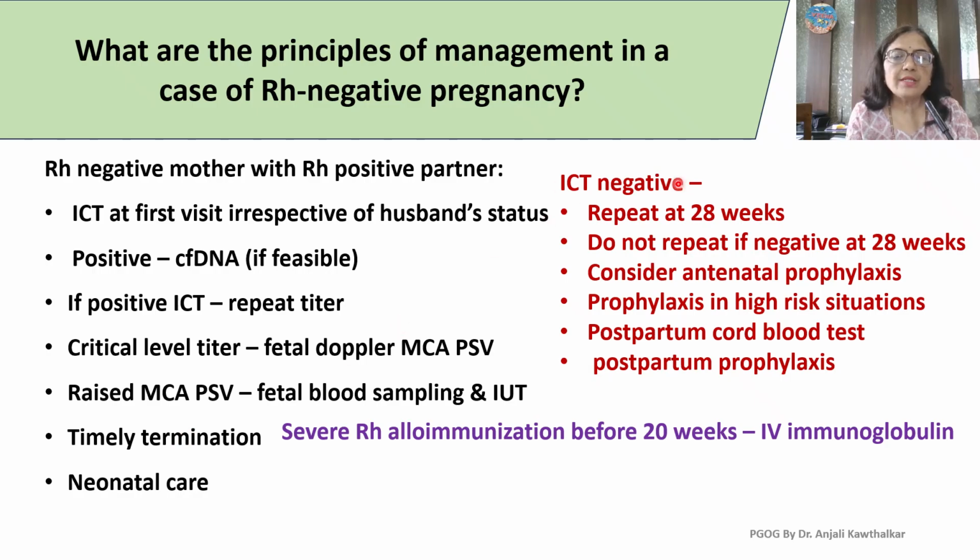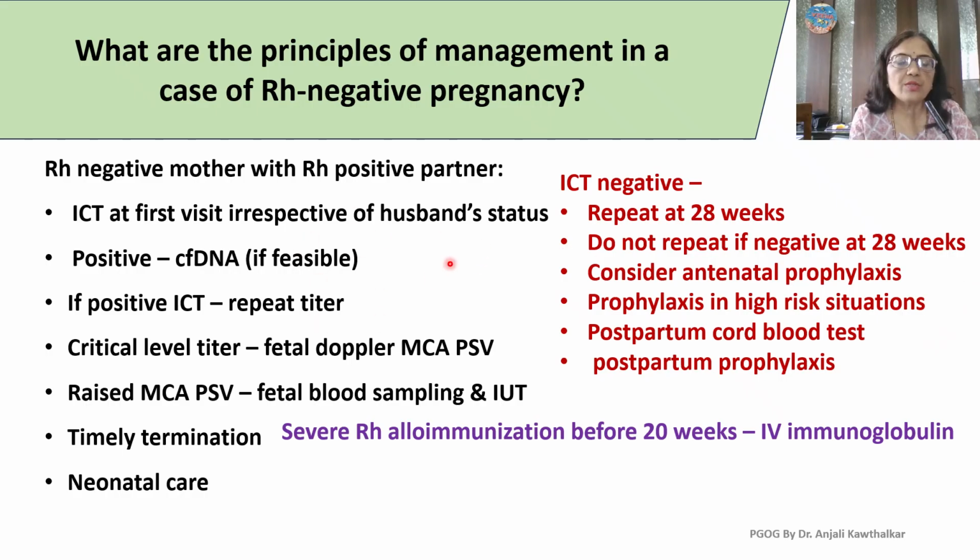mortality. If ICT is negative, it is repeated at 28 weeks, but there is no need to repeat it once it comes negative at 28 weeks. We should consider antenatal prophylaxis depending on the availability of the anti-RHD immunoglobulin. Prophylaxis needs to be given in all the high risk situations in second half of pregnancy. Postpartum cord blood test is done and postpartum prophylaxis is mandatory.